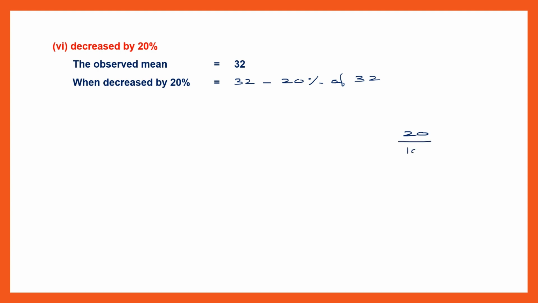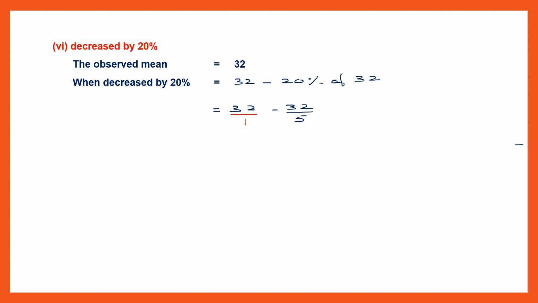20% is 20 by 100. Of is into 32. Let's cancel the zeros. I can cancel 2 and 10 also. 2 ones are 2 and 2 fives are 10. So now nothing more to cancel. So here we have 32 by 5. So here let's write that 32 minus 32 by 5. Now we have to do the subtraction. So this is subtraction of fractions.